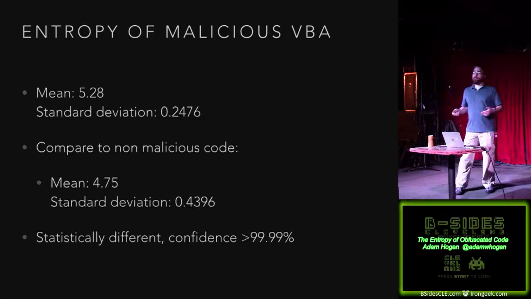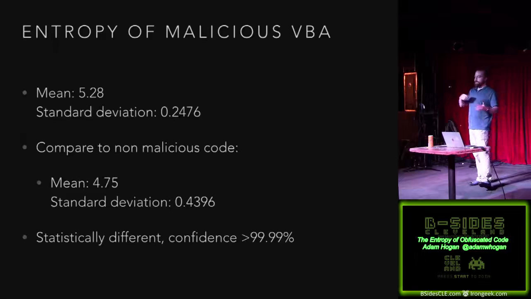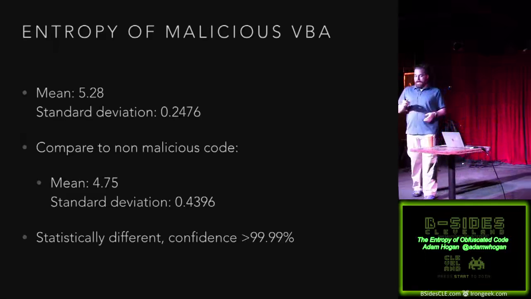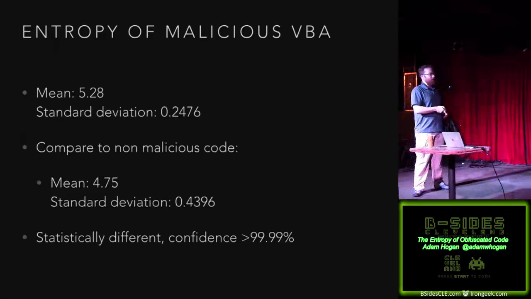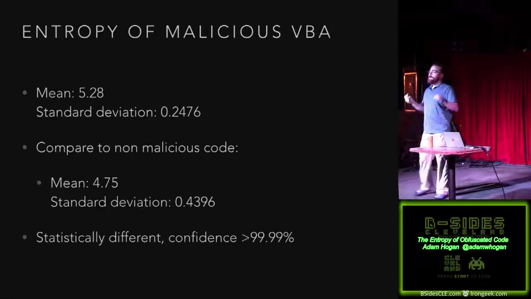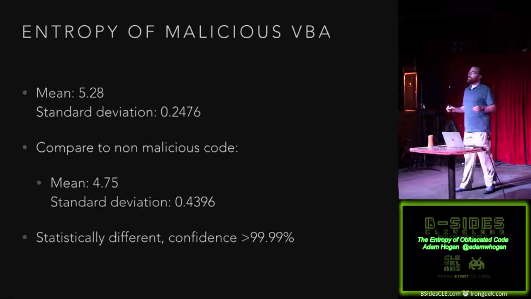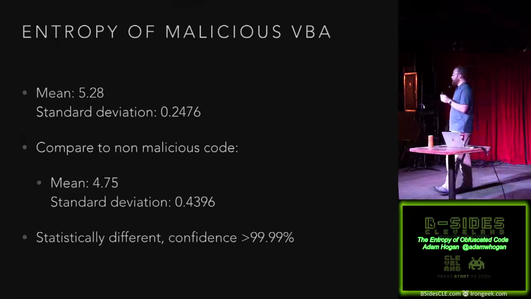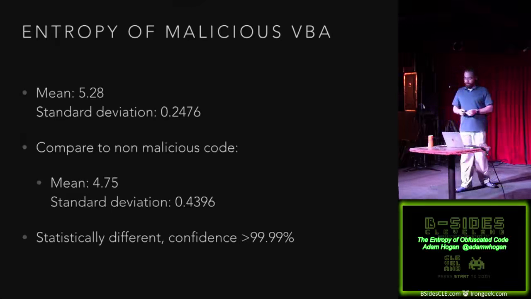And by significantly, I don't just mean I'm saying that. I mean I ran a statistical test of the hypothesis that these two number series had the same mean, and that was rejected with confidence far greater than 99%. So statistically speaking, there is a significant difference in the entropy score of the malicious code we've observed, because it's so common for people to randomize that code to get around AV.